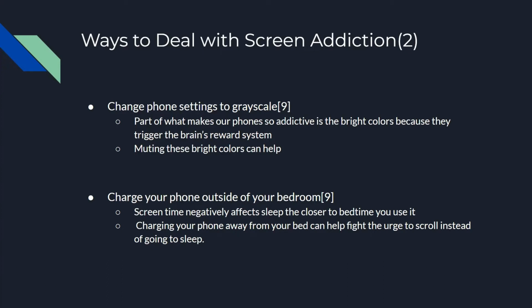Constant exposure to blue light can affect vision and prematurely age the eyes. Changing the color scheme on our phones to grayscale can help reduce the amount of bright colors and blue light that is exposed to us on a daily basis. Finally, we can charge our phones outside of our bedrooms.